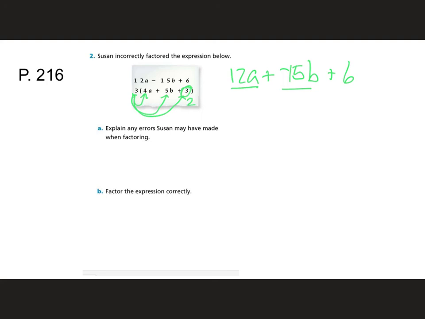The other mistake she made was what? Remember I said 3 times 5 is 15, but isn't it supposed to be negative 15? So this should have been a negative 5. To factor it correctly, it would be 3 still, but 4a minus 5b, so that I get negative 15, plus positive 2 to get 6. And there you go, there's number 2 on page 216. Hopefully you've learned something about factoring and how to find the GCF, the greatest common factor. Worst case scenario, just list them. Thanks for watching.